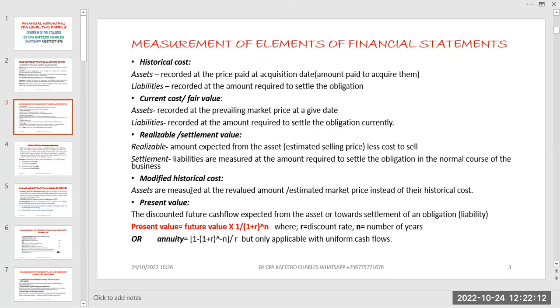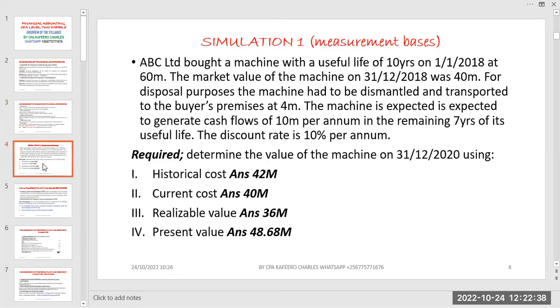Then the modified historical cost is the revaluation. We have revalued the asset, we had bought the asset a long time ago, and now we are revaluing the asset. What will be the value? Then the present value, what are the expected future cash flows that are coming in, and we discount those cash flows to their present worth, and that's it. So that's basically all we are going to be looking at when we are doing this question.